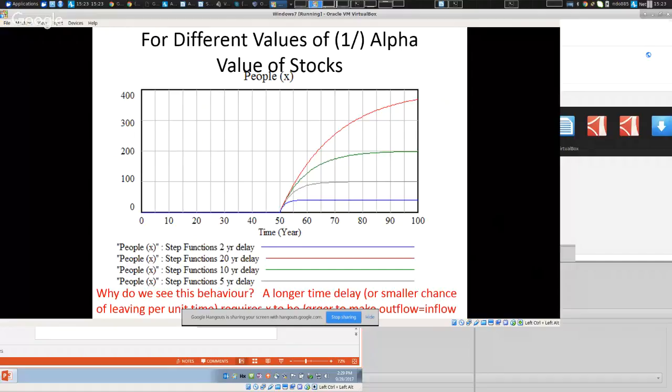Imagine that. You think it's bad enough being in this class for 90 minutes. Imagine if you were trapped in the stock for 20 years. For some of us, it'll be a thing of delight, but not for all.